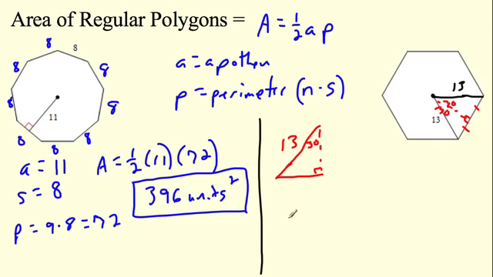If you're really good with the trig, chapter 7, the trig stuff, you can do that. We're really looking for this side x and the apothem, which I'm going to call y. So I need to find both parts of this. This is actually a special right triangle. We've got a 30, 60, 90 here.